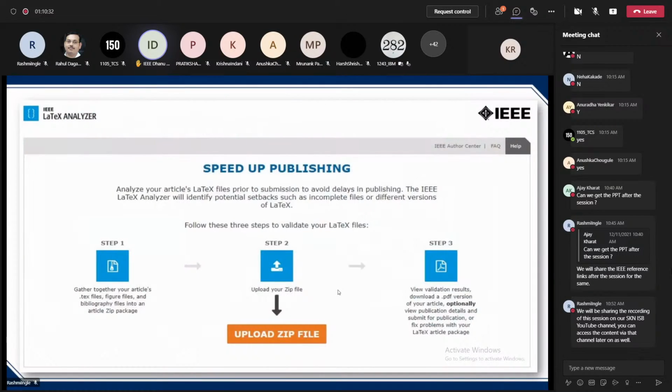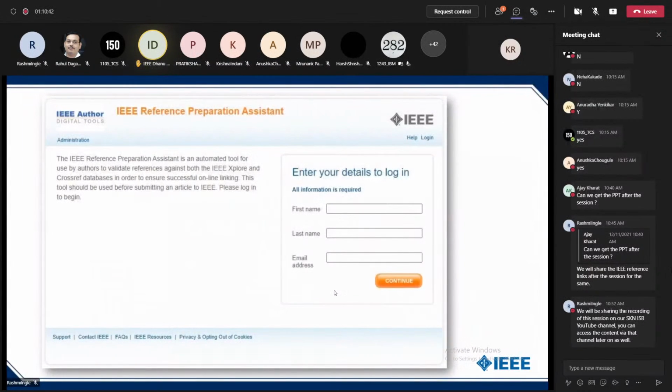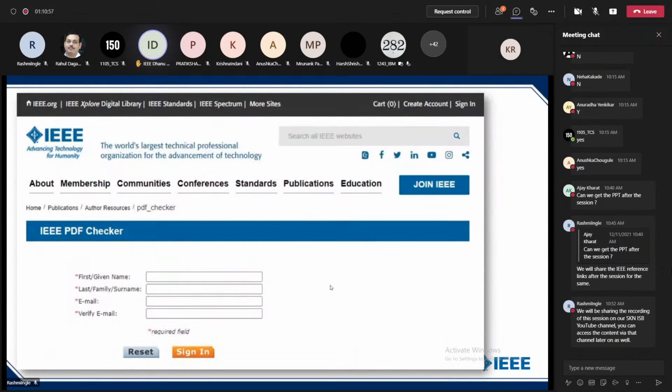If you would like to speed up the process of publishing, here is the LaTeX analyzer for your LaTeX files. Reference preparation assistant: if you want assistance in the preparation of references, you can log in and we'll provide you necessary assistance. PDF checker: once you're done with your PDF, we'll check whether it is compatible with Xplore. That is a free service provided by IEEE, so please utilize these things.